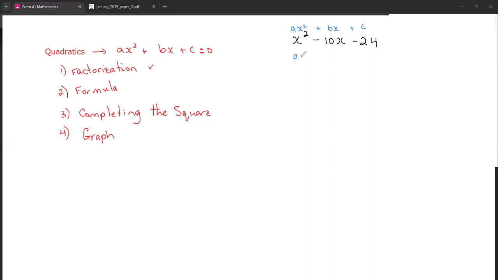In this case, A is the number in front of x squared. In this case, it's 1. B is the number in front of x. In this case, it's negative 10. And C is the number that is on its own without a letter, and that is going to be negative 24. Remember, the signs are important. The signs are always in front of the number or in front of the term.